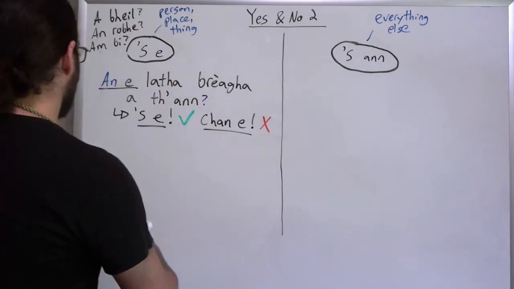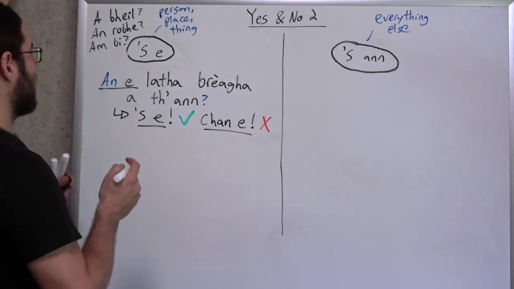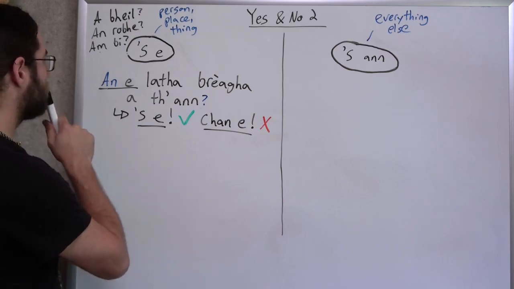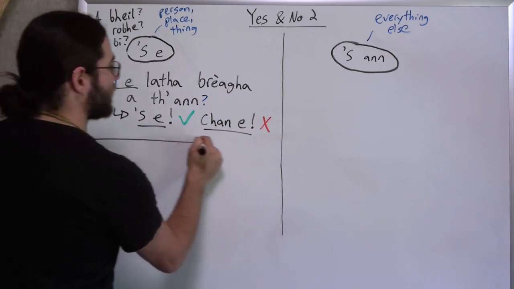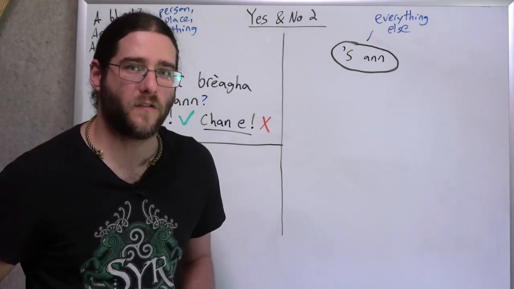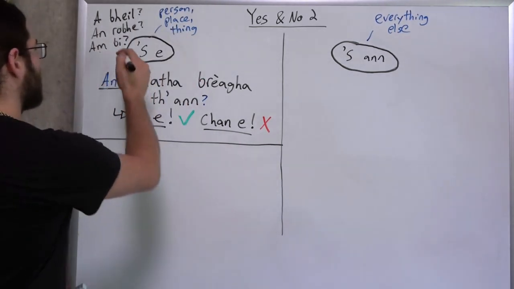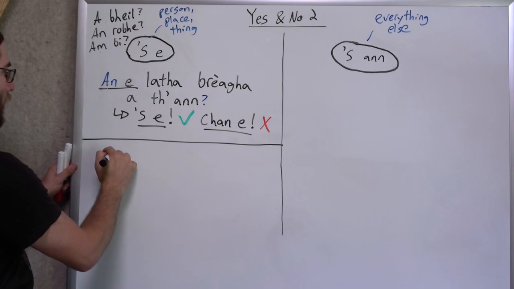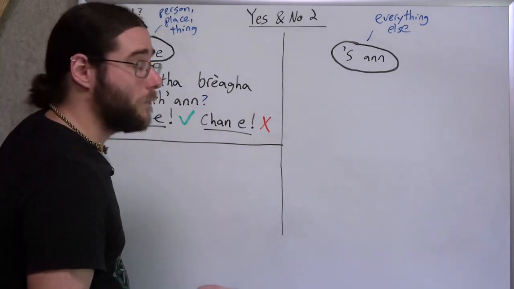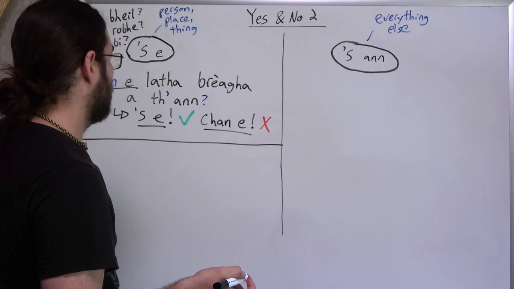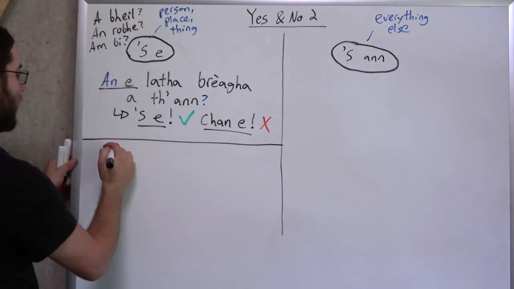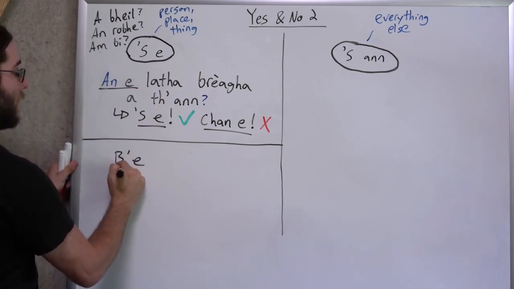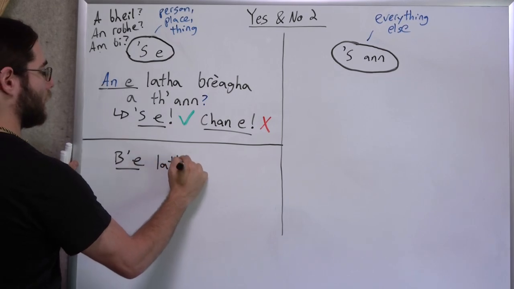Okay. So, what could we do here? Well, actually, let's bring this into the past tense. This is something that a lot of learners find tricky. So let's clear this up for you. Okay. So, if we are saying it was a beautiful day on Monday, let's say. It was a beautiful day on Monday. We're not going to start with she. We're actually going to start with be. Be la bria.